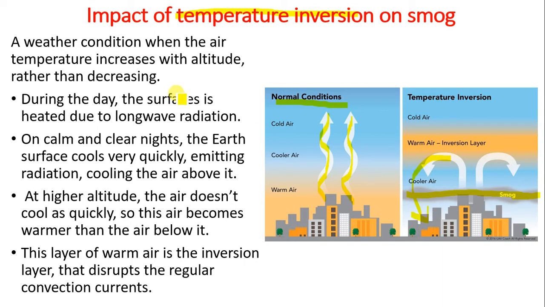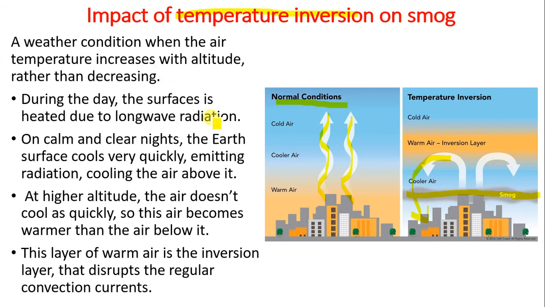That's it. So temperature inversion is a weather condition when the air temperature increases with altitude. So the higher you go, the hotter it becomes because of this smog. That's known as temperature inversion within the troposphere.